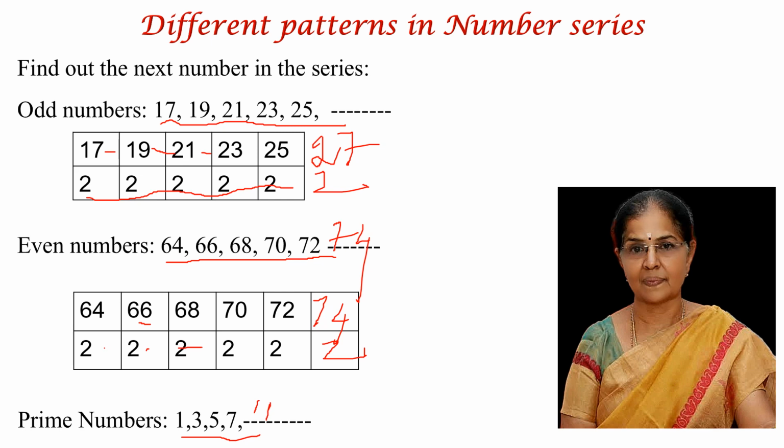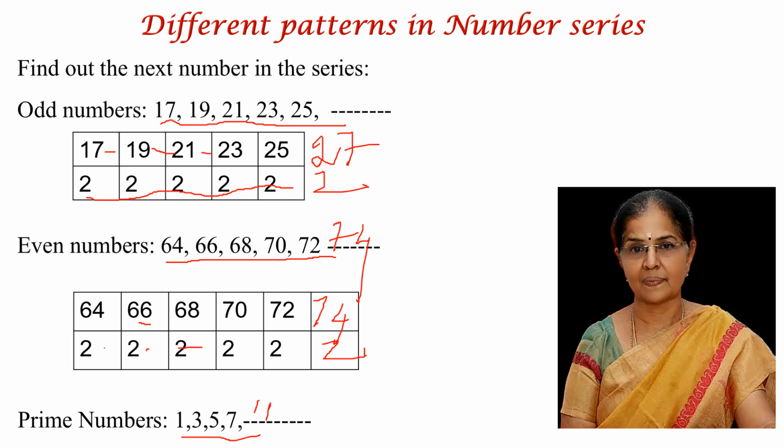Again, 8 is not a prime number because 8 can be divided by 1, by 8, by 2, and by 4. So it has got 4 divisors. So 8 is not a prime number. And 9 is not a prime number because 9 is divided by 1, by 9, and it can be divided by 3. So it has got 3 divisors. 10 is definitely not a prime number because 10 can be divided by 1, by 10, by 2, and by 5. So it has got 4 divisors.